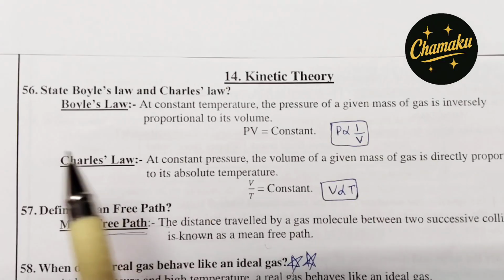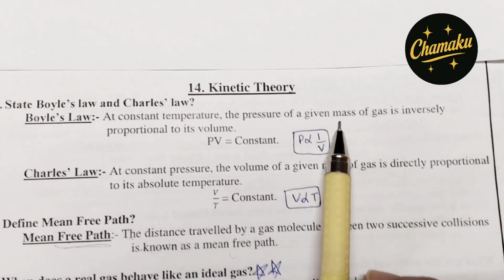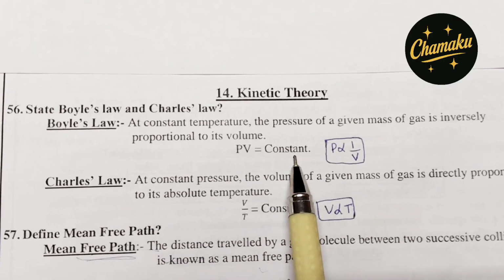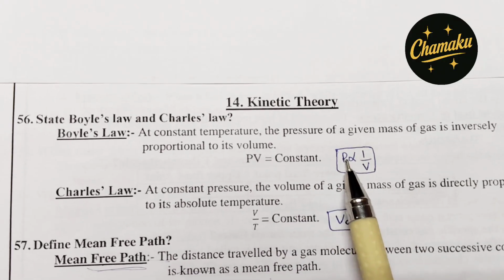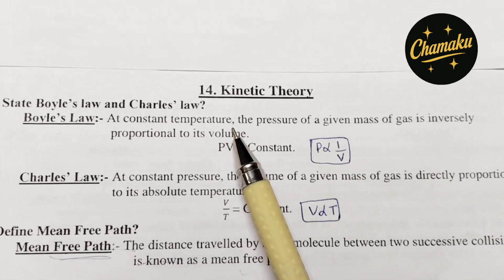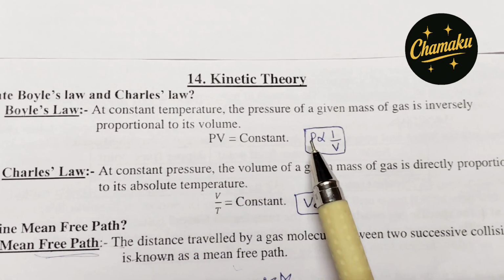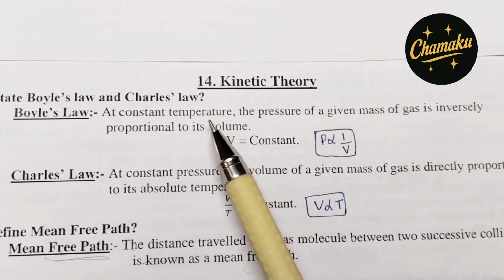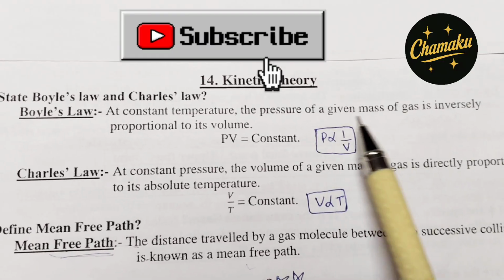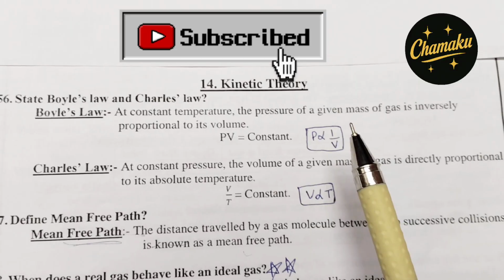So the first question, state Boyle's law and Charles' law. Boyle's law: at constant temperature, the pressure of a given mass of a gas is inversely proportional to its volume. PV is equal to constant, and the formula is P is inversely proportional to 1 by V. So according to the formula we can write the definition of the law. Here we have only pressure and volume, so temperature must be constant. That's it. This is a small trick that you can follow.